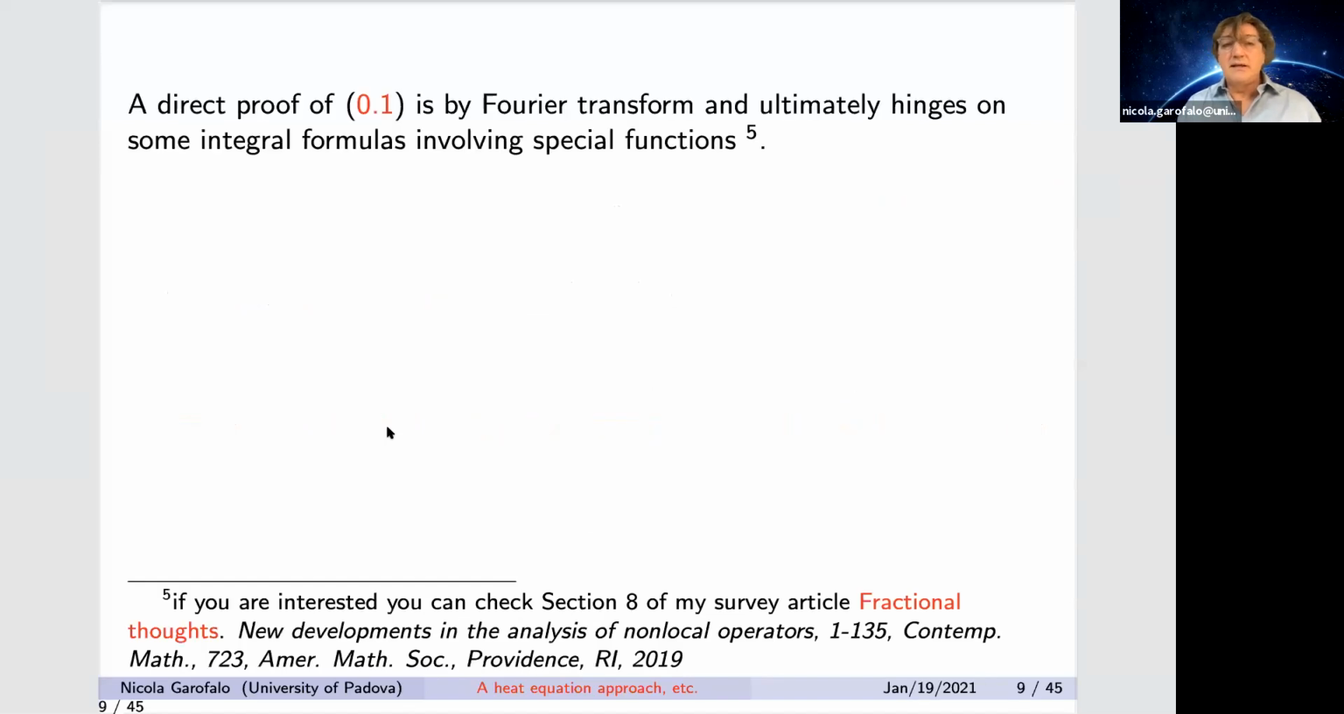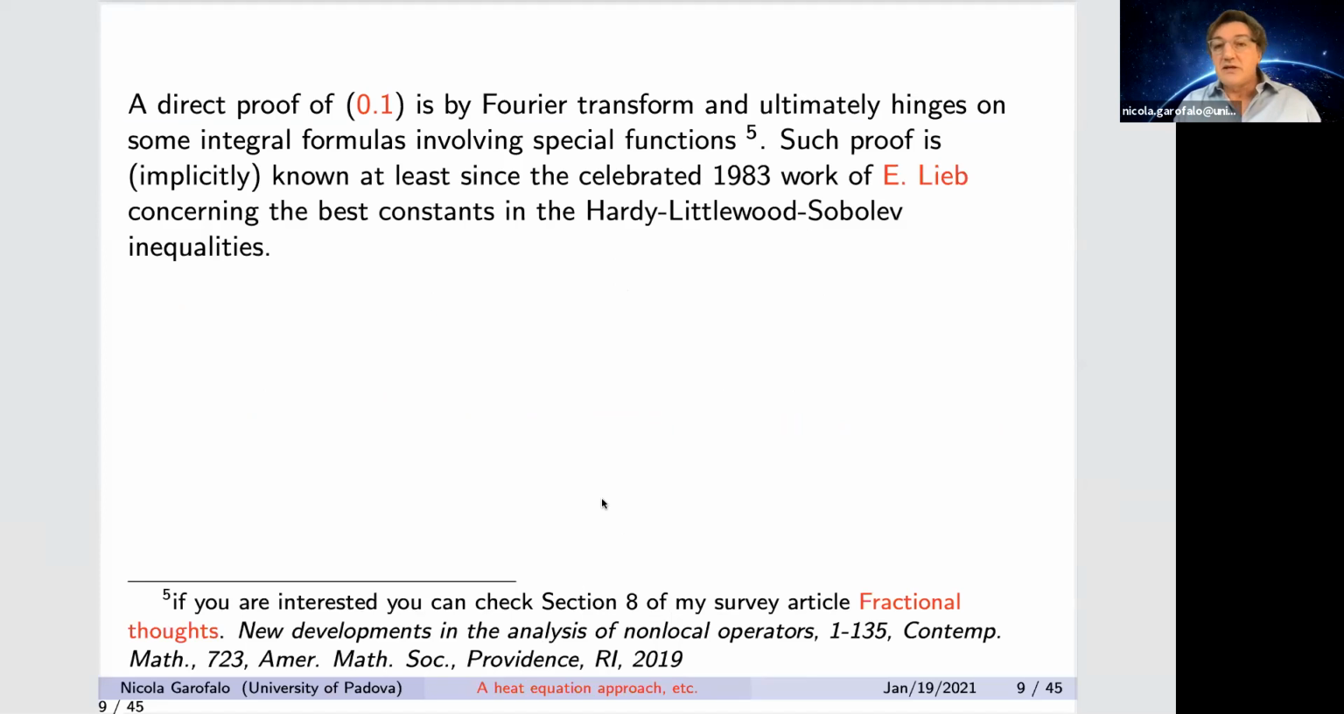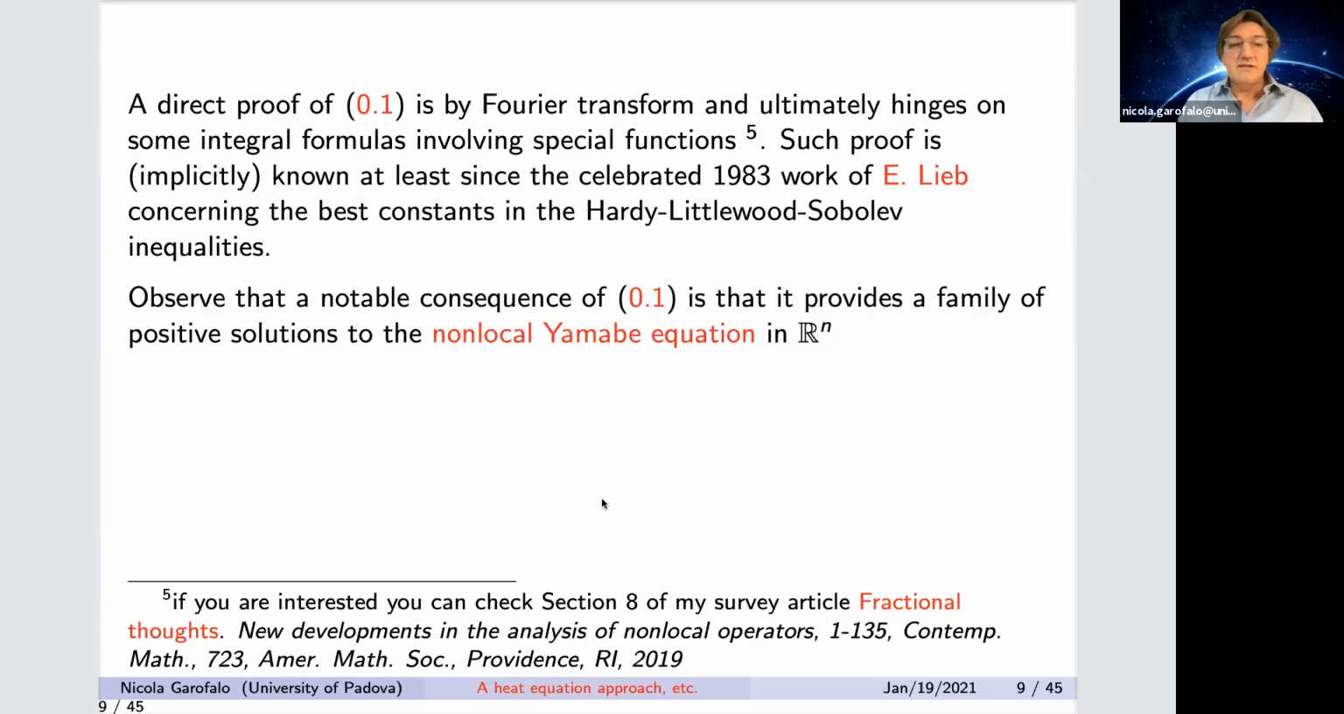And a direct proof of that equation is usually given by Fourier transform, and ultimately hinges on some integral formulas involving special functions. If you are interested in seeing a proof by Fourier transform, you can look up this reference here. Such a proof, the one by Fourier transform, was implicitly known at least since the celebrated 1983 work by Elliott Lieb concerning the best constants in the Hardy-Littlewood-Sobolev inequalities.